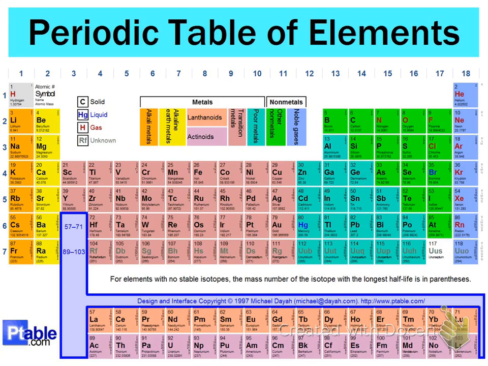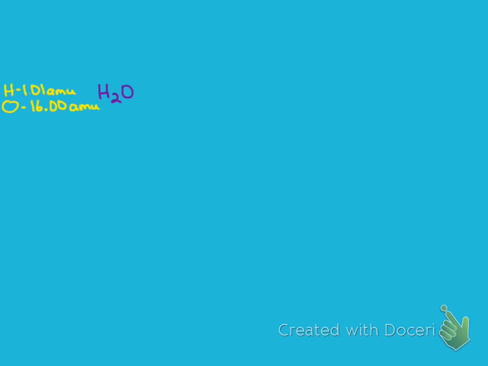For example, hydrogen, its average atomic mass is 1.00794. For these purposes, we have rounded it, so hydrogen is going to be 1.01, and for oxygen, 16.00. And we're going to figure out the formula mass for H2O. This is how you do it.